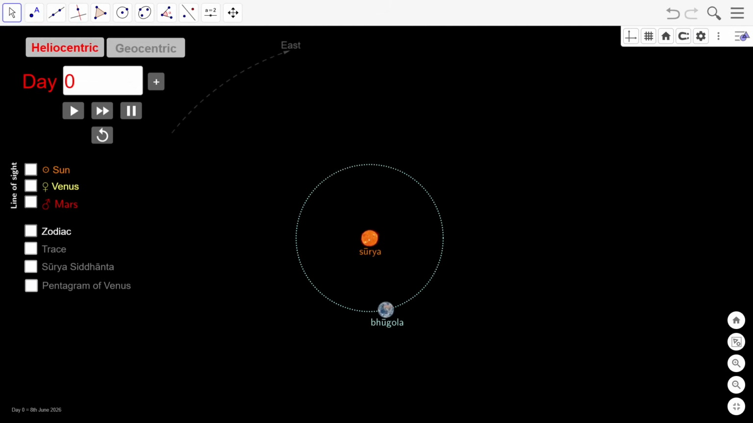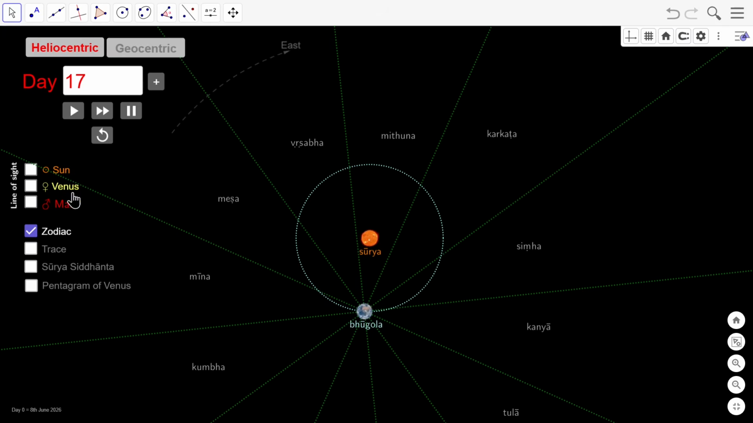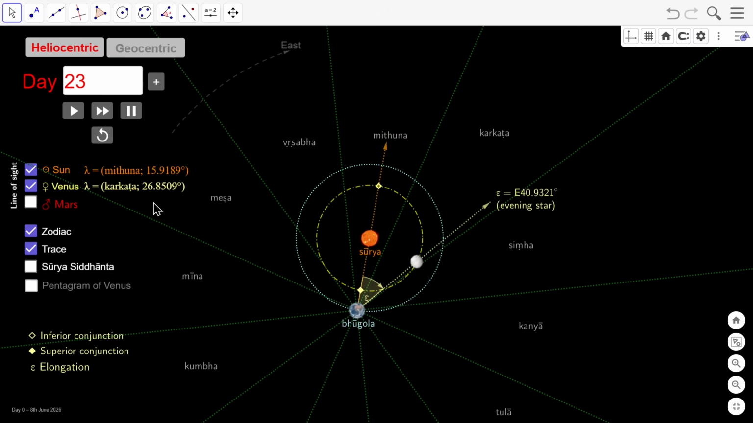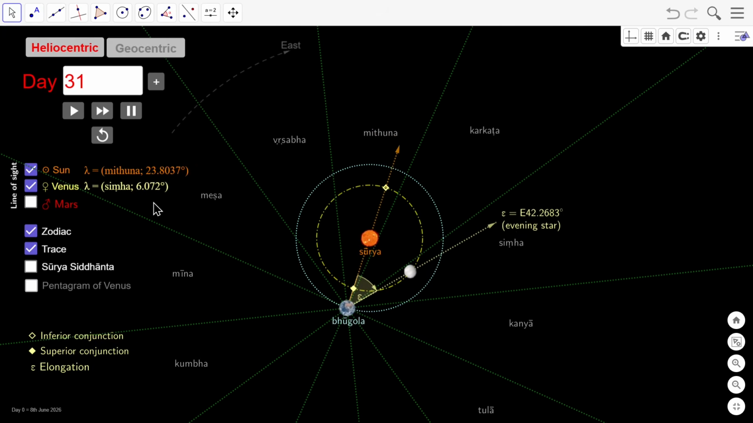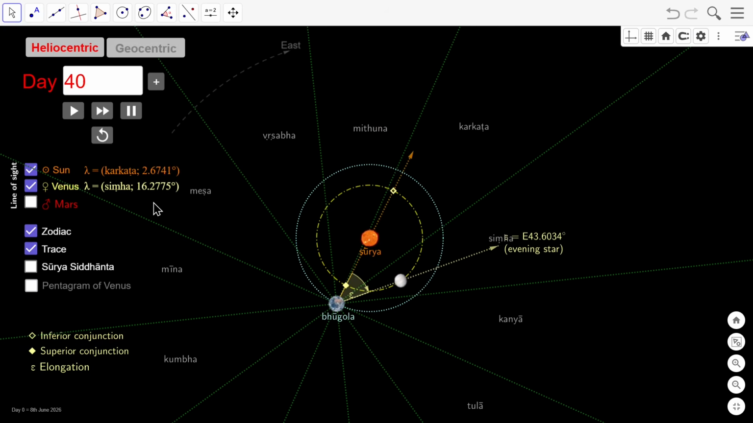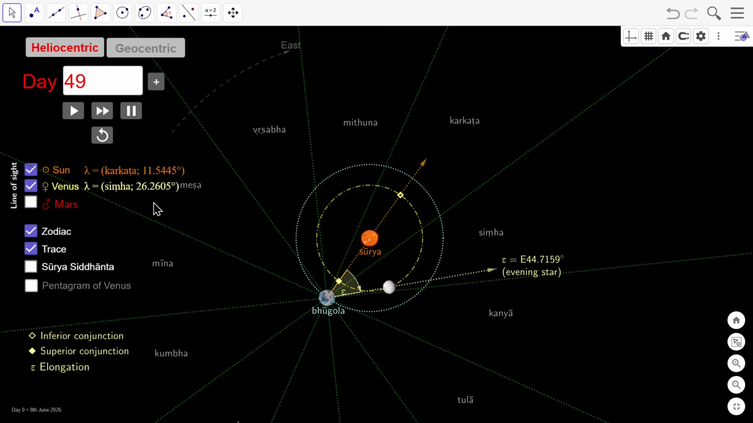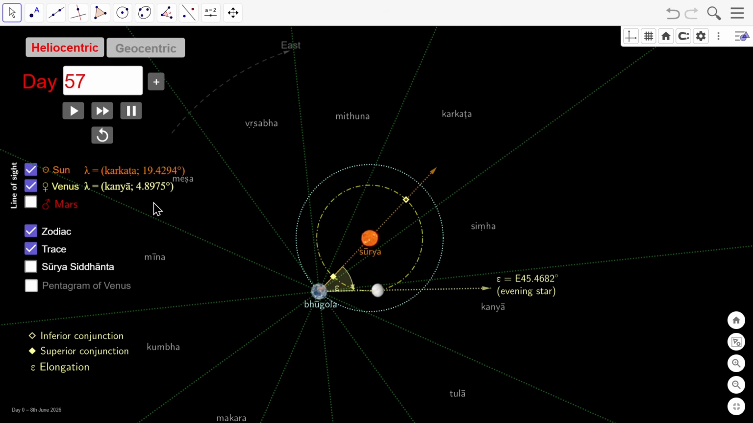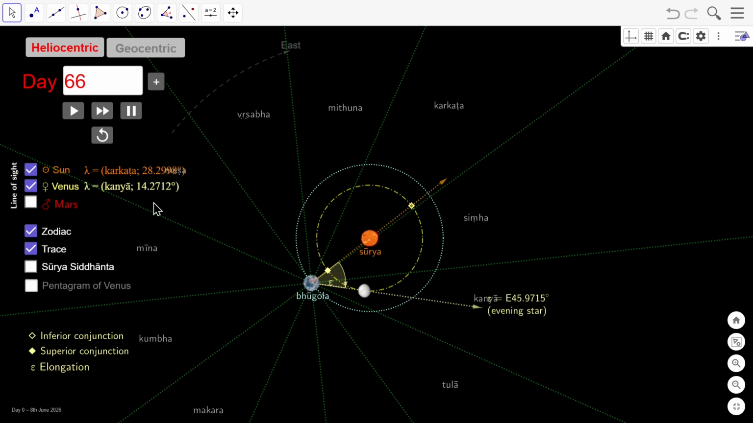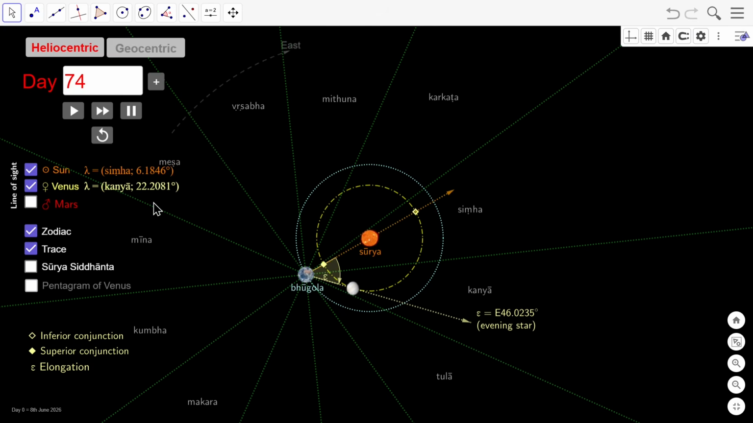So far in this series, we have looked at the movement of Venus using the heliocentric reality. So we have Sun in the center, the Earth orbiting the Sun. We turned on the zodiac and then the line of sights of the Sun and Venus. This is the reality, and in this model we looked at the retrograde movement of Venus, the pentagram of Venus, morning star, evening star, based on elongation, all of them in great detail.